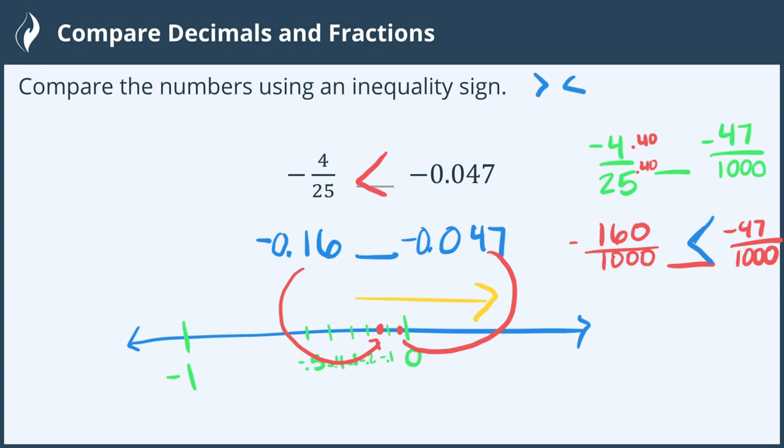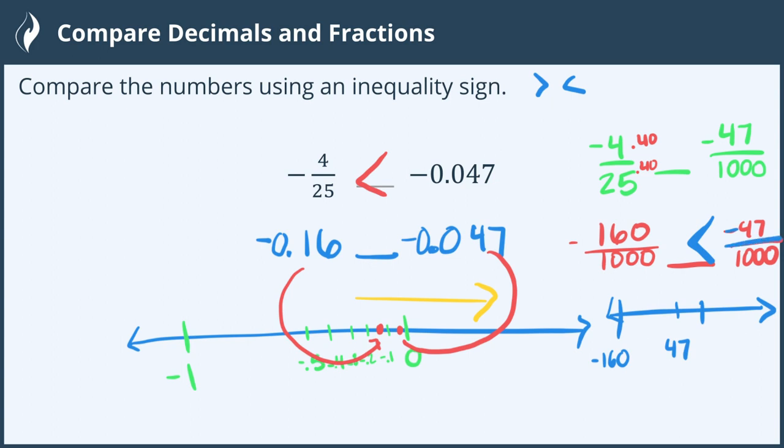Another way of graphing that would be on a number line as well, and we have 47 here and 160 down here. It is further away from the 0 than the 47. Either way, we'll end up with a greater than sign opening towards the right, or a lesser than sign opening towards the right, stating that negative 4/25 or negative 0.16 or negative 160 thousandths is less than negative 47 thousandths, or negative 0.047 with your decimal, or negative 47 thousandths with your fraction.